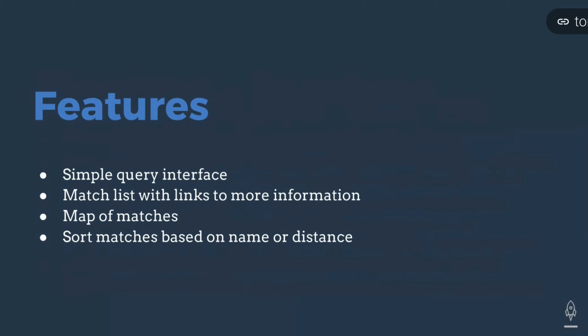Some of the features of the application: it has a simple query interface, provides a match list with links to more information, and provides a map of matches. It also provides sorting, so you can sort based on the name of the college or the distance to the college.